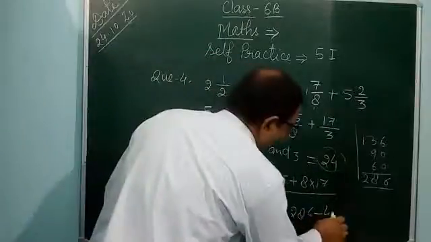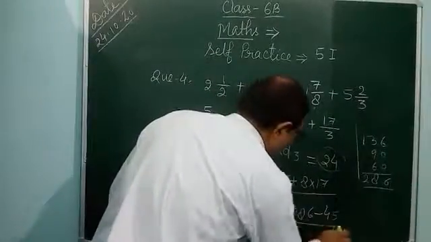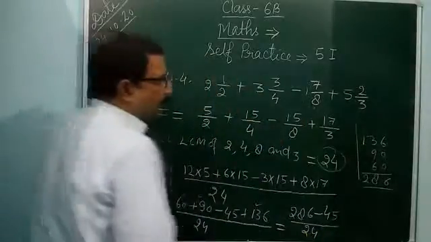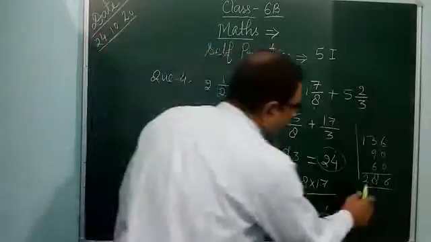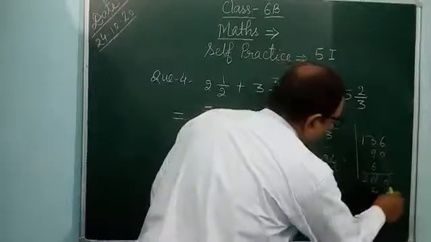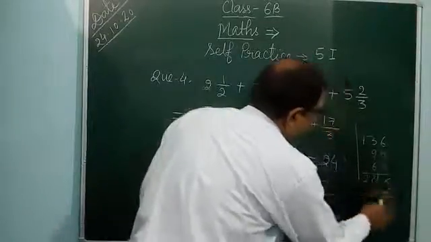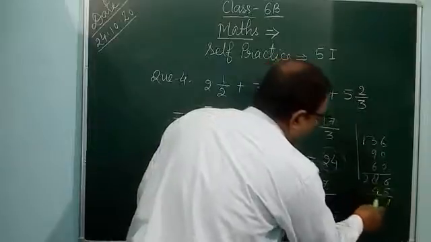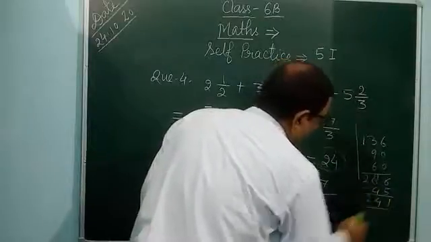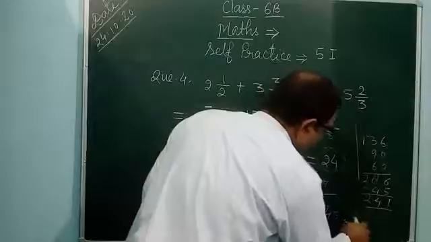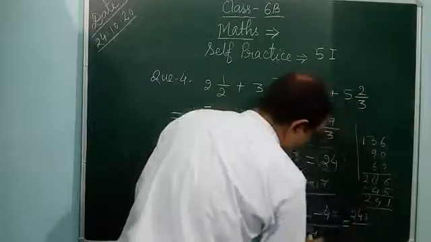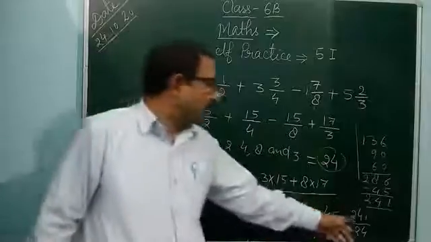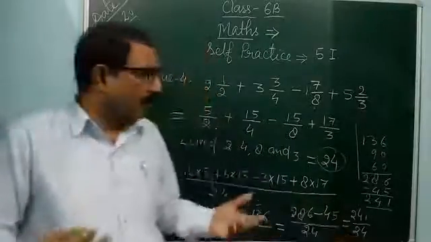Minus 45. After that 24 here, denominator. So after that you subtract 45 from 286. 6 minus 5, 1. 8 minus 4, 4 and 2. 241. Here will be 241 by 24. You can see numerator is more than denominator. It means it is an improper fraction.